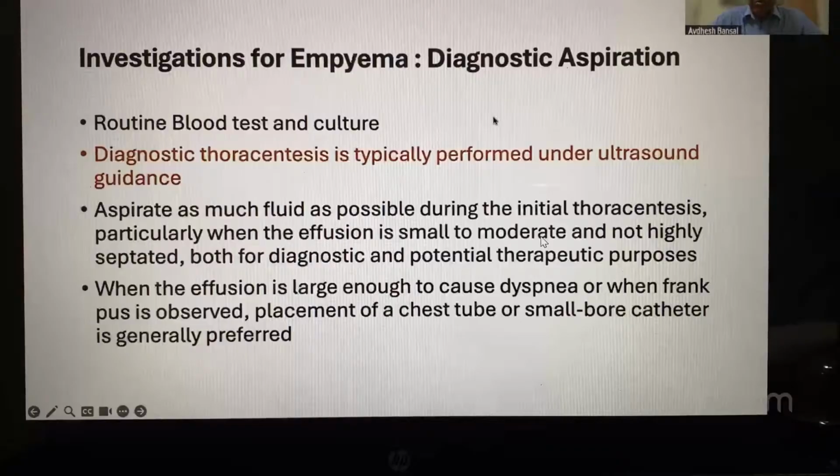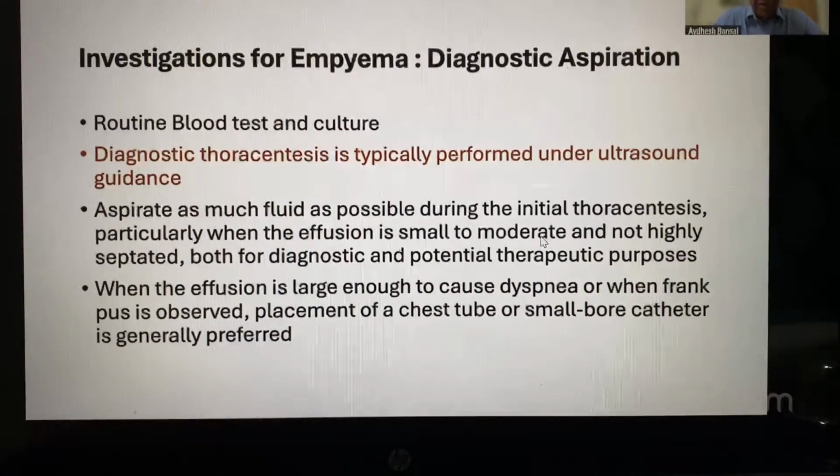So what investigation do you do? Diagnostic aspiration is obviously the most important investigation, but you always do a routine blood culture, which can show you the TLC being raised, CRP being raised. Blood culture can actually sometimes grow bacteria, but it is not diagnostic. So diagnostic thoracentesis is the most important, which is almost always done under ultrasound guidance. Now, what do you do when you aspirate?